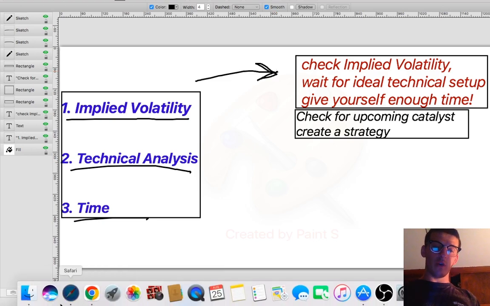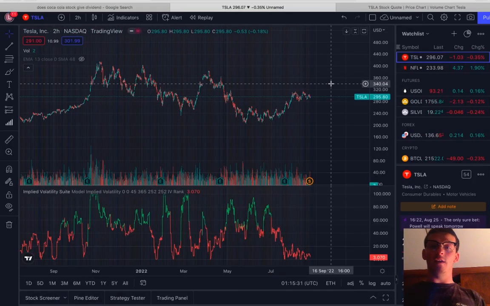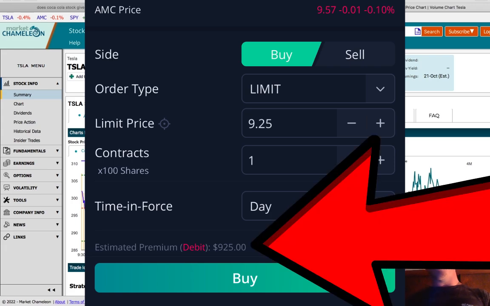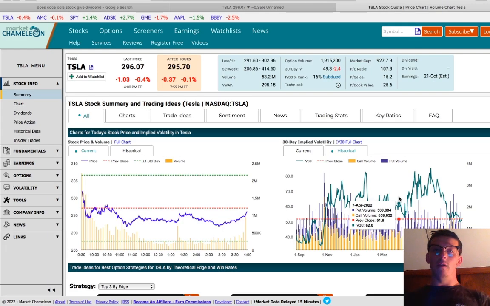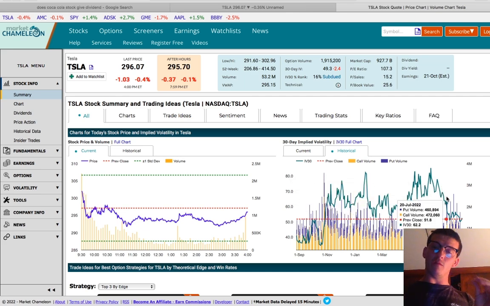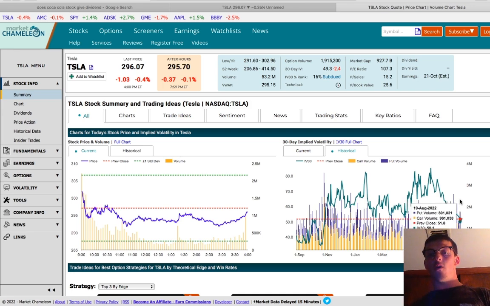Now, if you guys don't know what implied volatility, or IV, is, you know sometimes when you look at a call contract or a put contract and you realize that the contract is extremely expensive or extremely cheap for some odd reason, that is due to the implied volatility. So right here we're looking at Tesla. If you look on the bottom right of the screen, you will see that implied volatility is extremely low. Therefore, the contracts will more so be probably cheap.